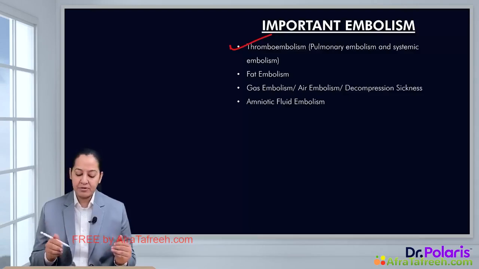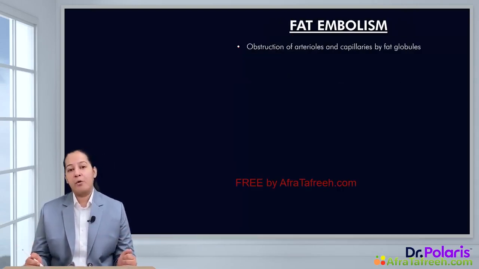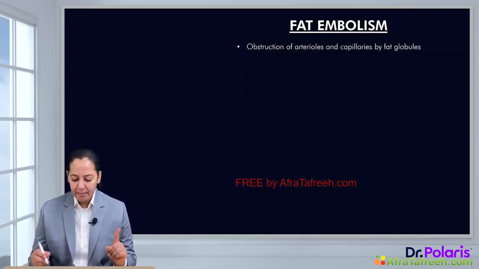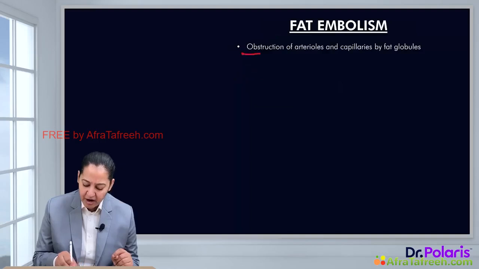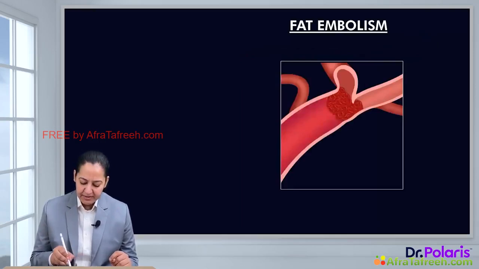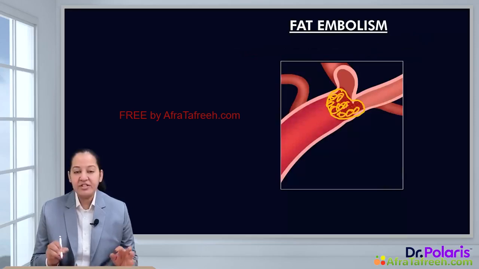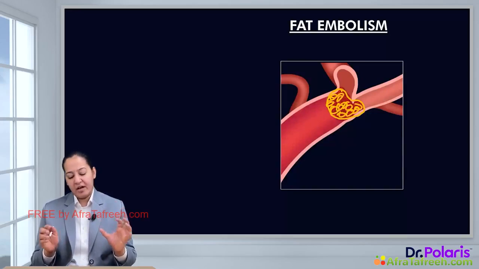Coming to the second important embolism, that is fat embolism. Let me start with fat embolism. What is fat embolism? Here the obstruction of the arteries and veins is caused by fat globules. See this diagram, please appreciate these are the fat globules, which are forming a clot and causing obstruction either in the artery or in the vein.